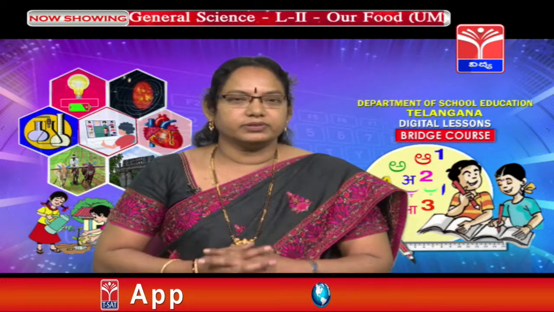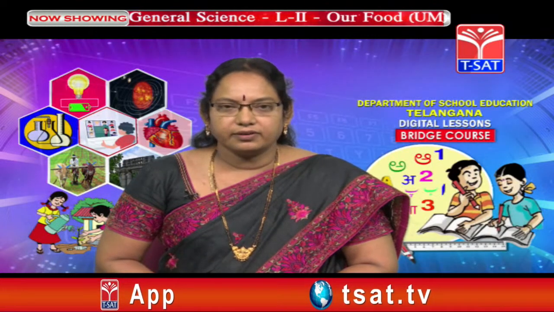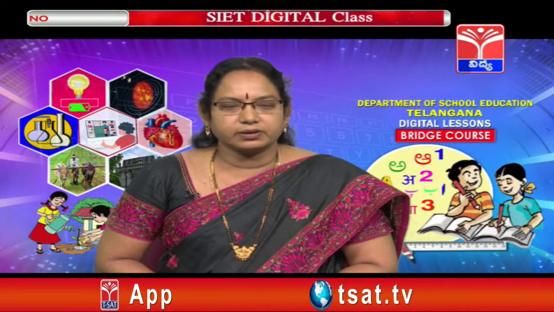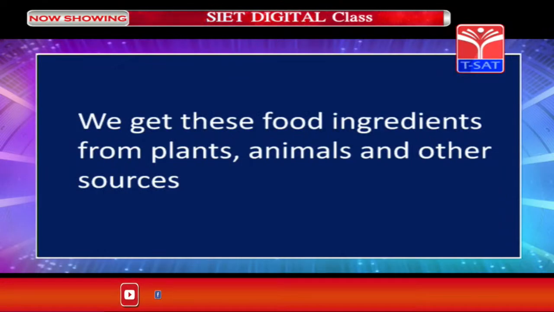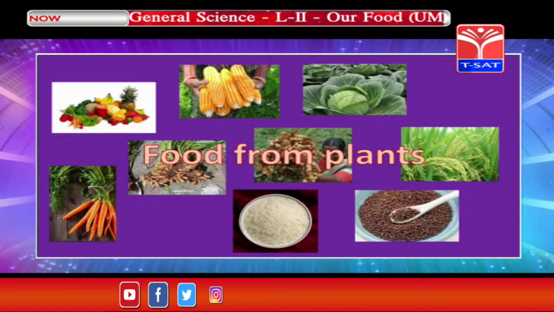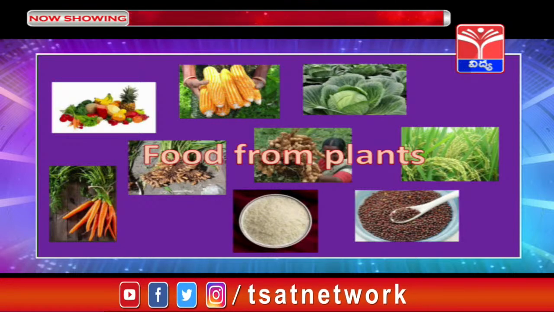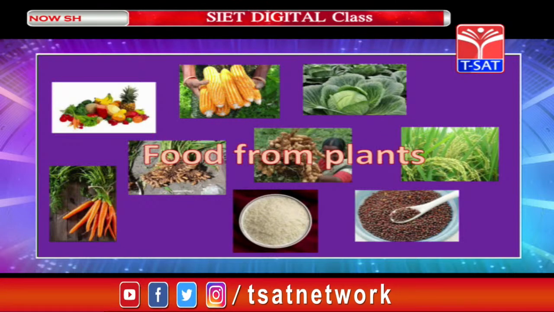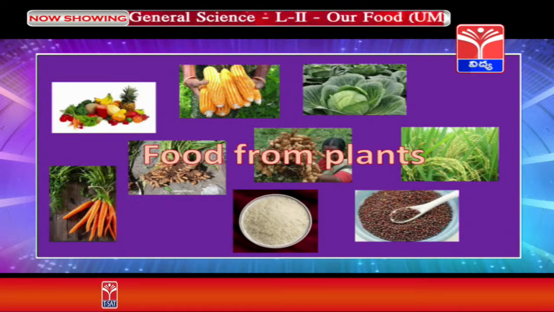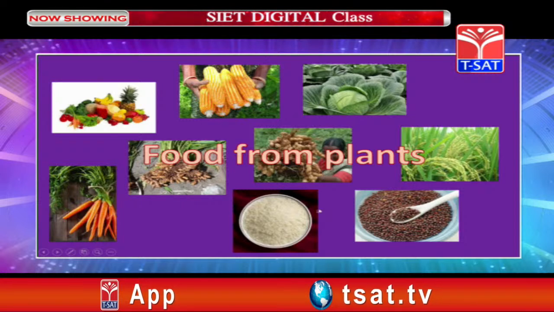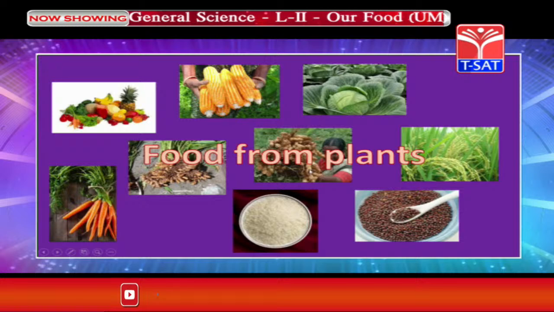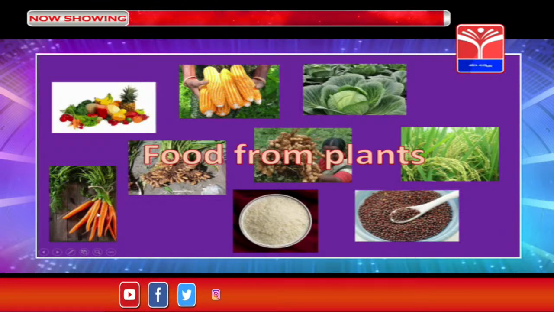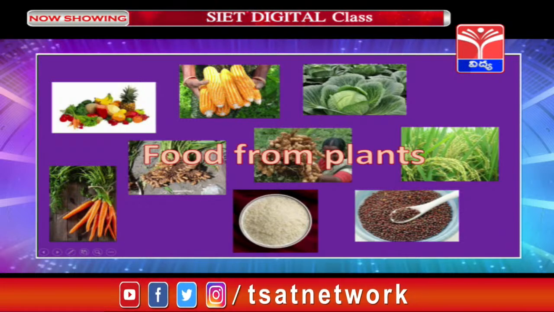Now from where do we get these food ingredients? We get these food ingredients from plants, animals and other sources. Now children look, food from plants. What all do we get from plants? We get all fruits, maize, cabbage, paddy, mustard. So this is paddy, seeds, rice, and this is groundnut, ginger, carrot and many vegetables.